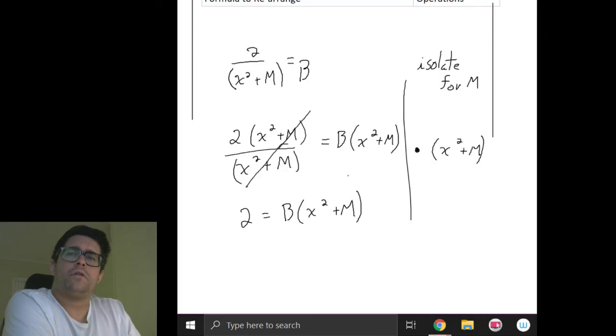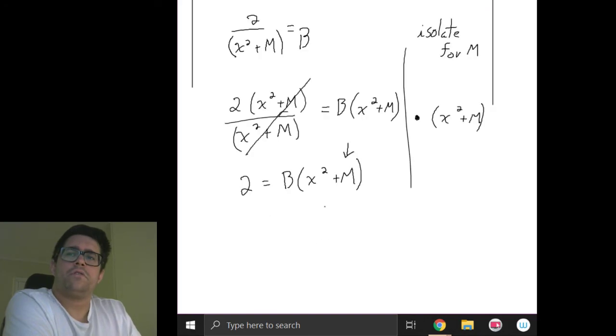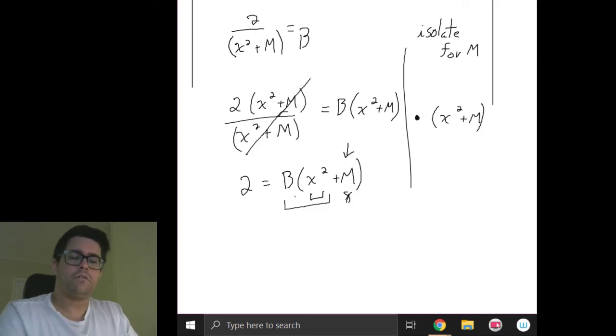But m is also cluttered. So what's going on with m right now? M is being added to x squared, so we'll have to take care of that. And it's also being multiplied, whatever this is, by b, which kind of happens after. Say m is 8, right? You would say, okay, 8 plus what? I don't know, 4. Okay, then what?